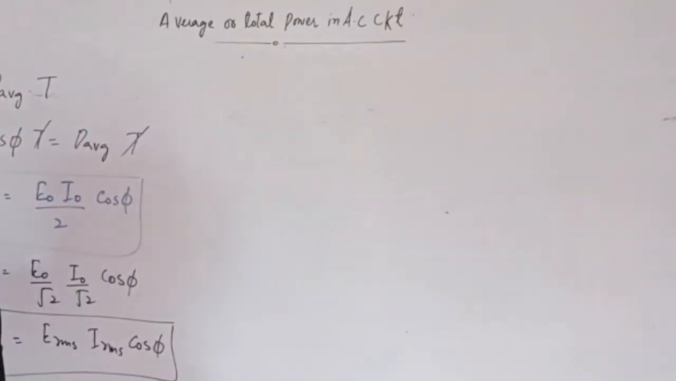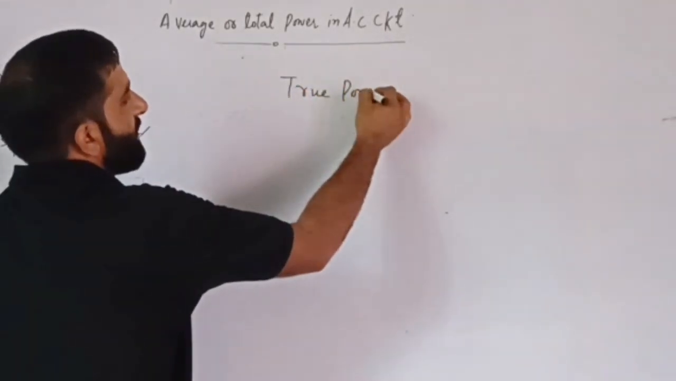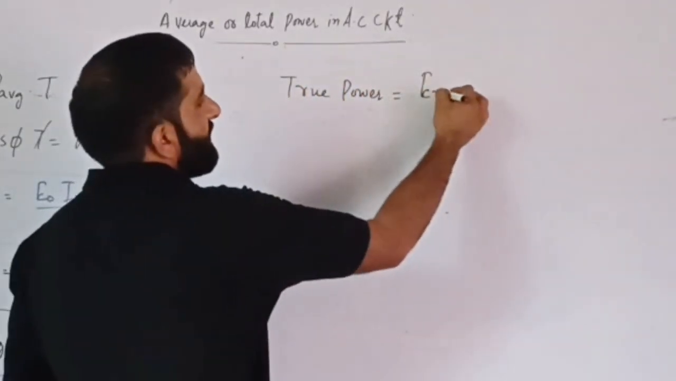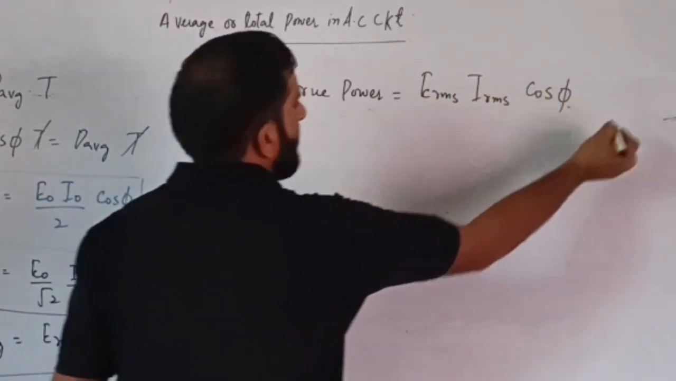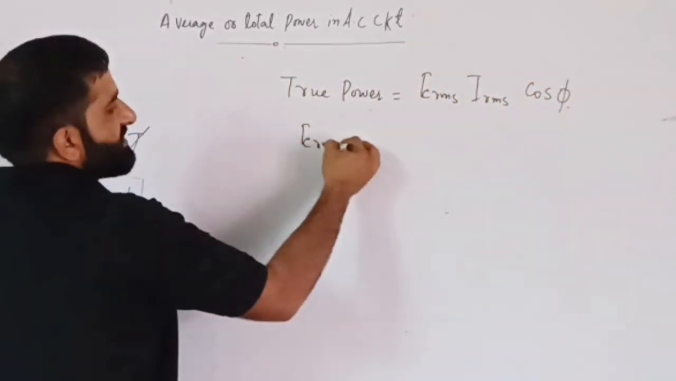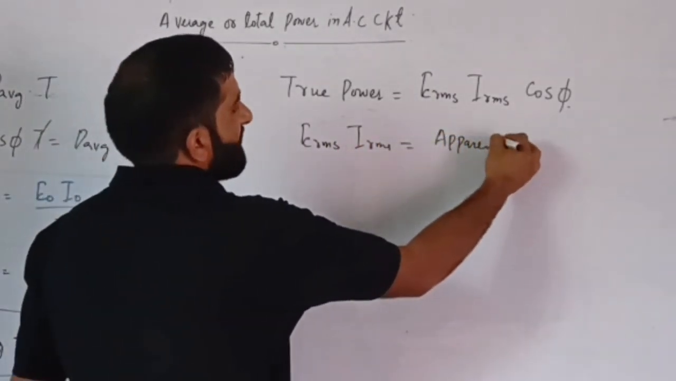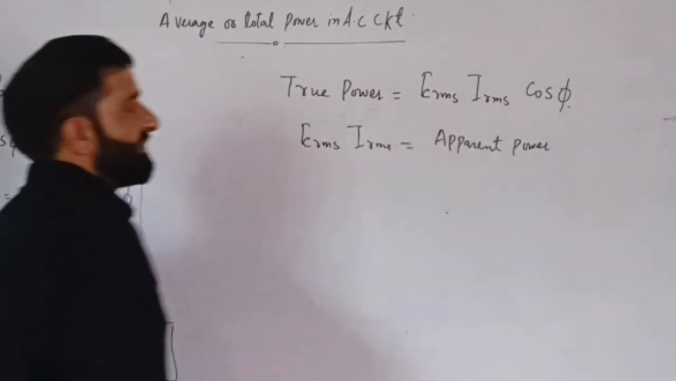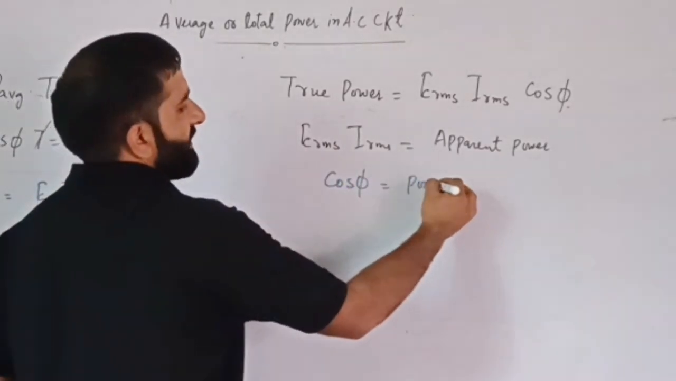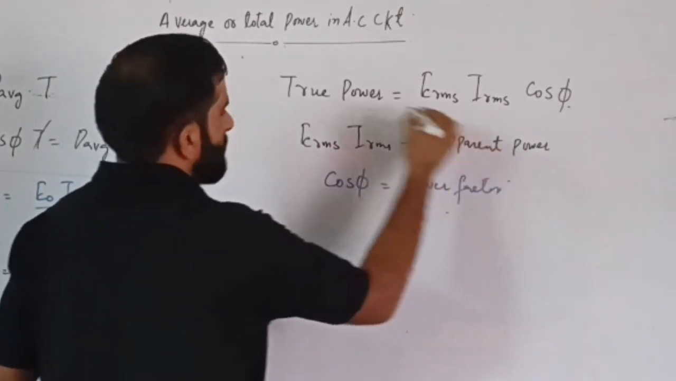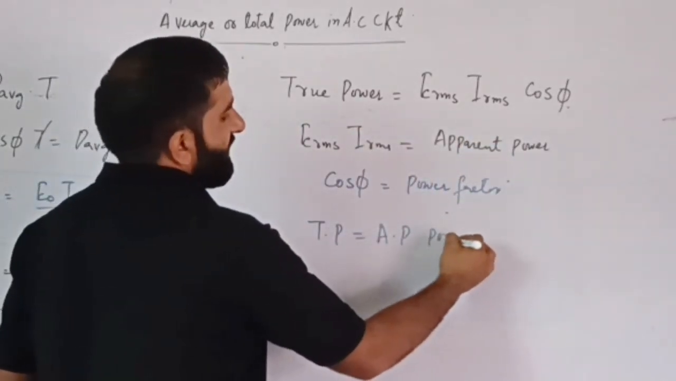Now let us discuss the terms related to this. We have got true power. True power is equal to ERMS into IRMS into cos phi. Now this ERMS into IRMS is equal to apparent power, phi being the phase difference, and cos phi is equal to power factor. So we have that true power is equal to apparent power into power factor.